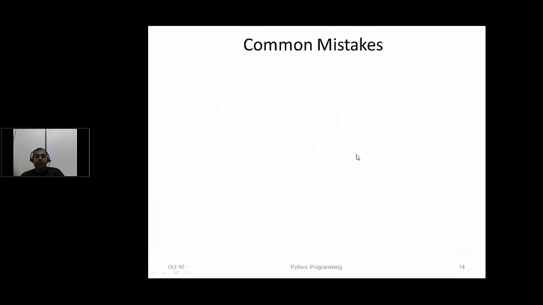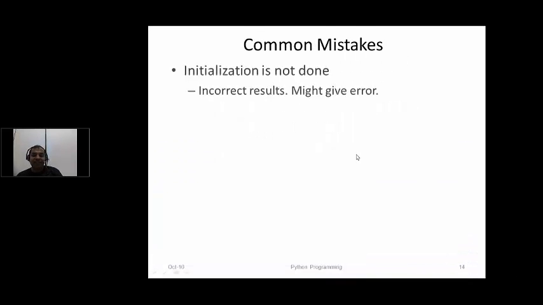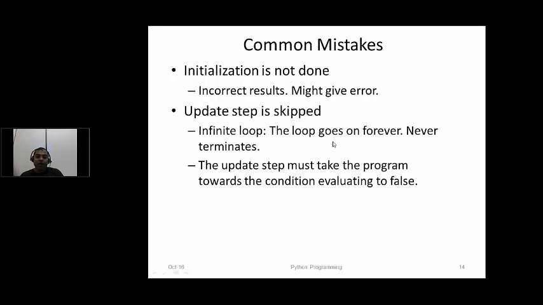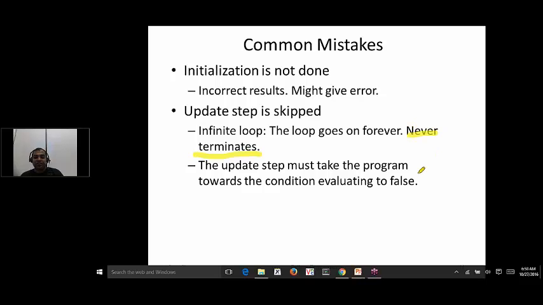So what are some common mistakes that people make? First, many times you forget to do the initialization, or you do incorrect initialization, so this can give you an error. You forget to update your variables, and this is a very dangerous thing because it can result in an infinite loop. The loop goes on forever. It never terminates. To make sure that your update statement is correct, you mentally see that the update statement must take the program closer towards the condition evaluating to false.